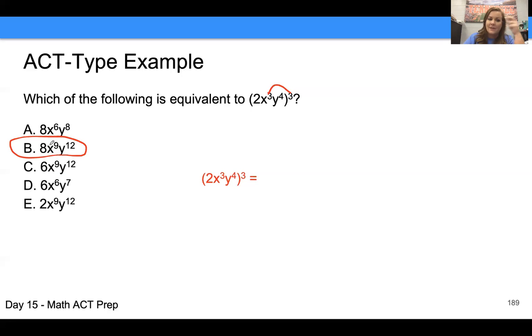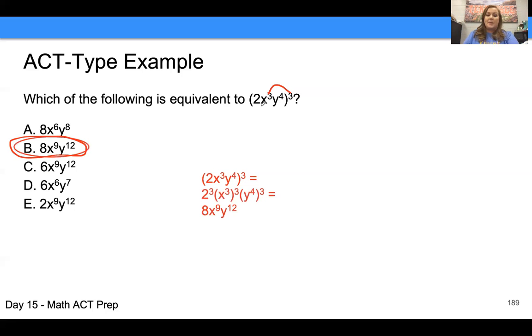Which one is it? Look at the y's. 3 plus 4 is not 8. But 3 times 4 is 12. So in this scenario, the problem's telling me I multiply. So that means when variables and exponents equal, I add. Little hint there.